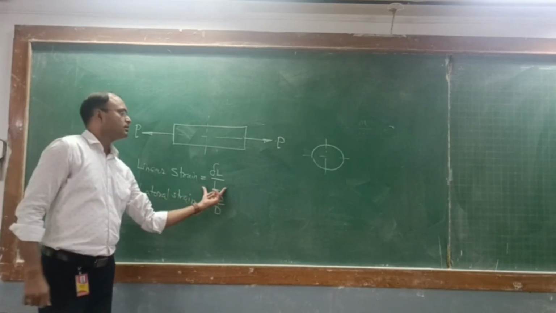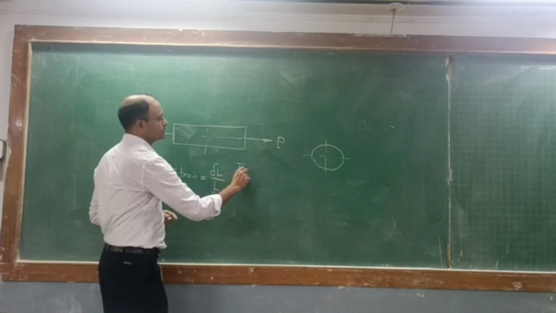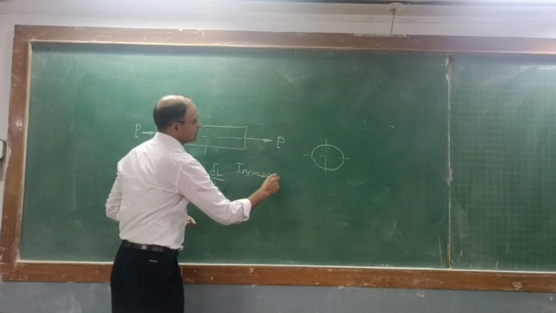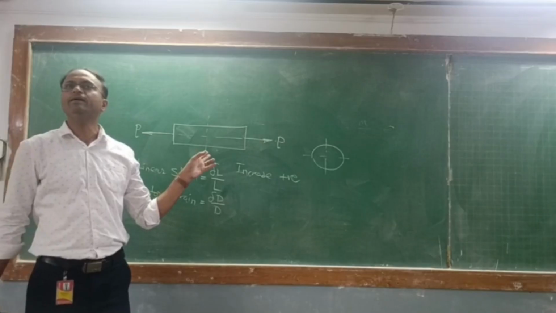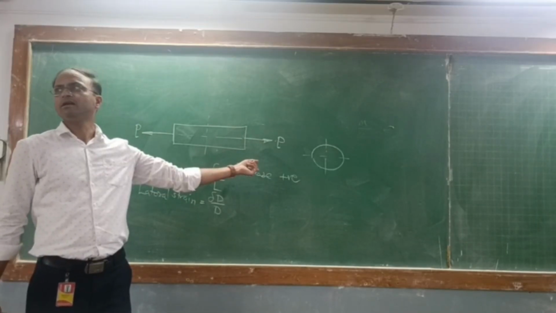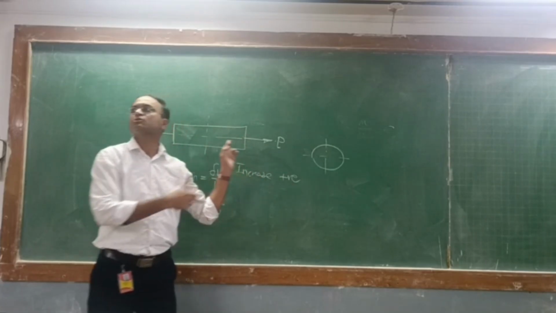Okay, now here, increase in length is taken as positive. What I am saying is, increase is taken as positive. Length increase हो रही है, decrease हो रही है? Length is increasing. Okay, so increase is taken as positive. What happens to the diameter?